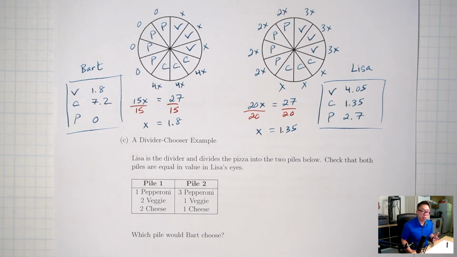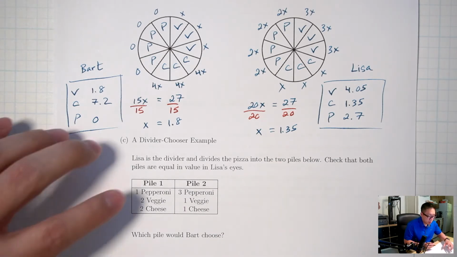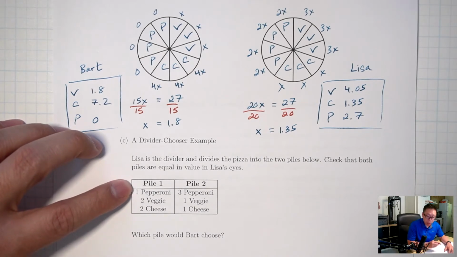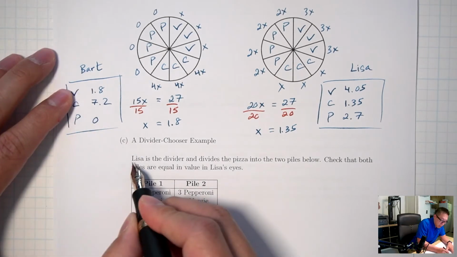As the divider, she's going to want to cut this pizza up as evenly as possible in her eyes. So let's check that she actually did this. Let's check the value of pile 1 and pile 2 for Lisa.